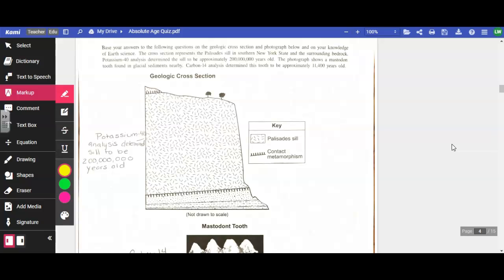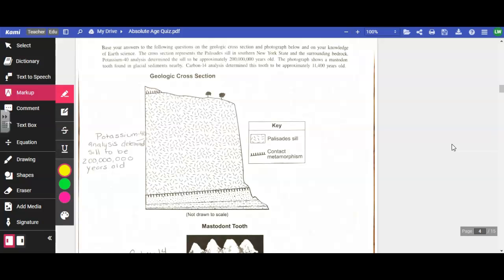So for the next question, you're gonna base it on this graphic here. It says base your following questions on the geologic cross-section and photograph below and on your knowledge of earth science. The cross-section represents the Palisades Sill in northern New York State and the surrounding bedrock. Potassium-40 analysis determined the sill to be approximately 200,000 years old. The photograph shows a mastodon tooth found in glacial sediments nearby. Carbon-14 analysis determined this tooth to be approximately 11,400 years old.